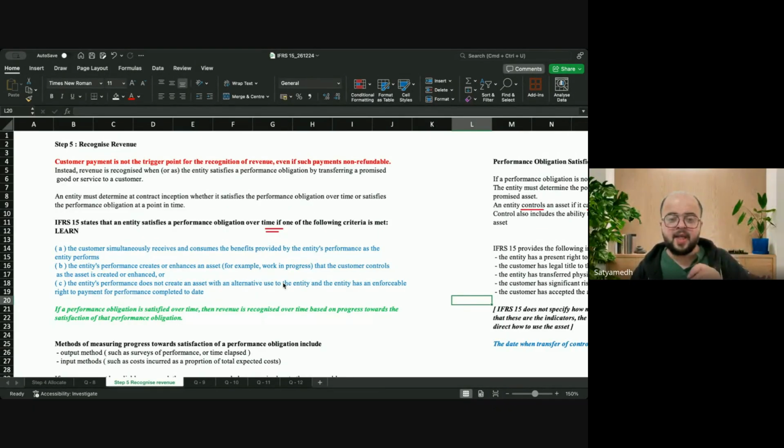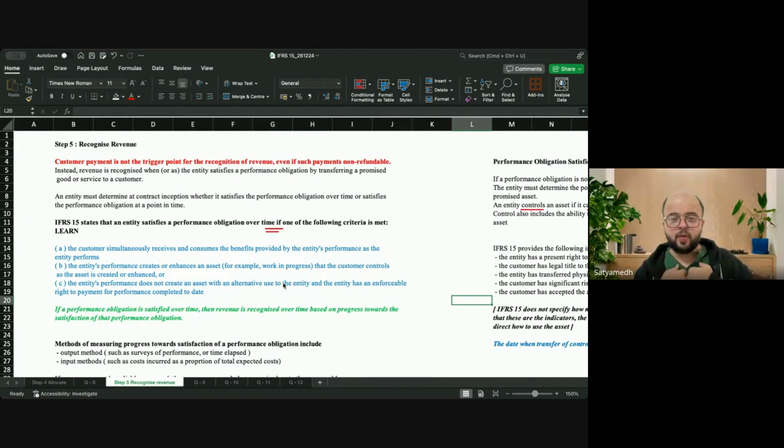The second part is that the entity's performance creates an asset, for example work in progress, that the customer controls as the asset is created or enhanced. In this case, we could think of a contract where I'm a carpenter and you have gotten in touch with me to create furniture for your house. So I start working on the furniture, I cut it, I polish it, I'm starting to piece it together. And as I create that furniture, you get control over it. What do you mean by control? Control is the ability to direct the use of that particular item.